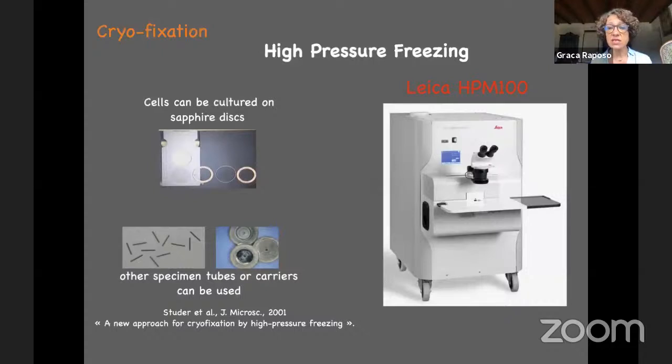This is one example of one of the equipments that is commercially available. Maybe later in the afternoon, Xavier Heiligenstein will show you the equipments that they are now developing that are extremely interesting also. This one here is from Leica. So the cells can be cultured on sapphire discs, very small discs, because you cannot use glass, but you have other types of tubes and carriers that can be used for tissues, for example, or to carry little pieces of samples.